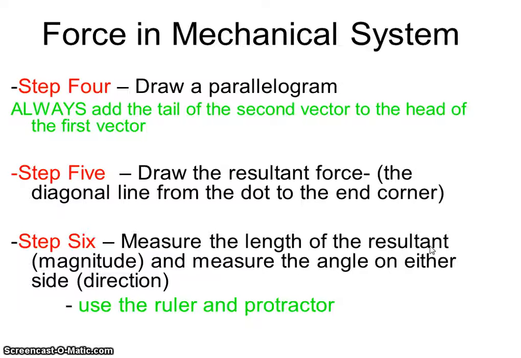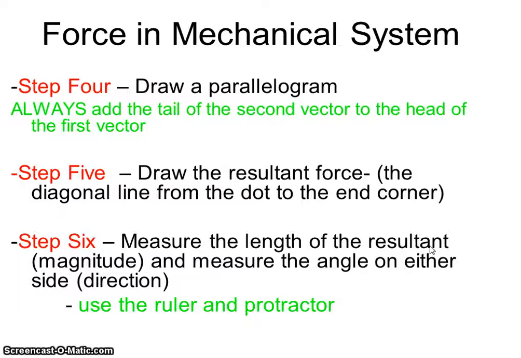Now, what a parallelogram is, it can be a rectangle. The sides are parallel. All right, that's the thing to remember. And we use what we call the head to tail method, and you'll see that shortly. You're going to draw your resultant. It's going to be from the dot you put on your paper in the first point to the end corner. All right, that will be your resultant.